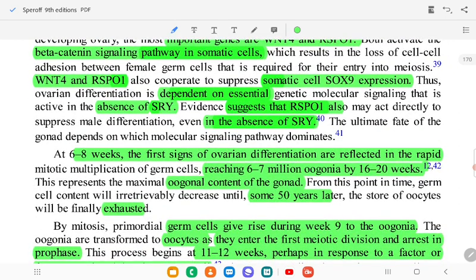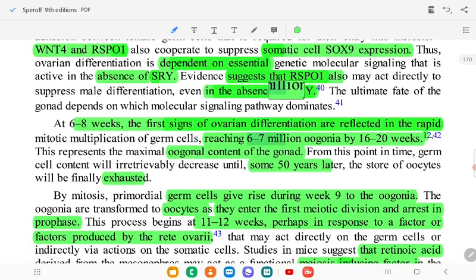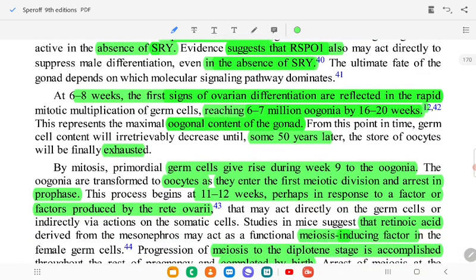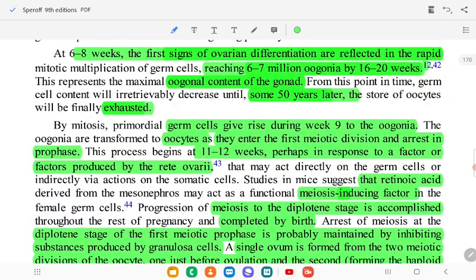At 6 to 8 weeks, the first signs of ovarian differentiation are reflected with the rapid mitotic multiplication of germ cells, reaching 6 to 7 million oogonia by 16 to 20 weeks. This represents the maximum oogonial content of the gonads. From this point in time, the germ cell content will irretrievably decrease until some 50 years later, the store of oocytes will be finally exhausted. So from the starting at 6 to 8 weeks there is differentiation, and then at the fifth month, or 16 to 20 weeks, 6 to 7 million oogonia develop. Rapidly they decrease because of follicular atresia and so on, and finally after 50 years they will be exhausted.